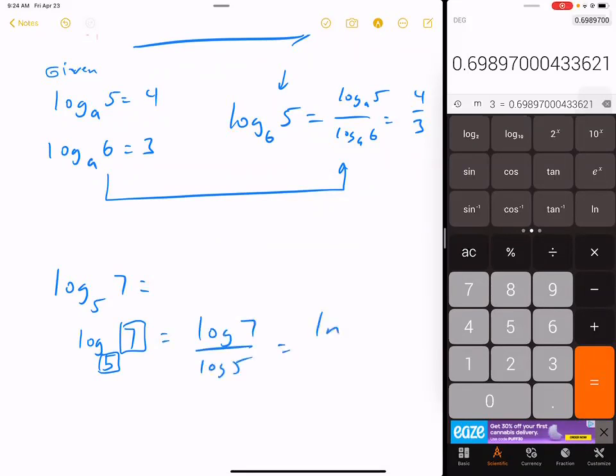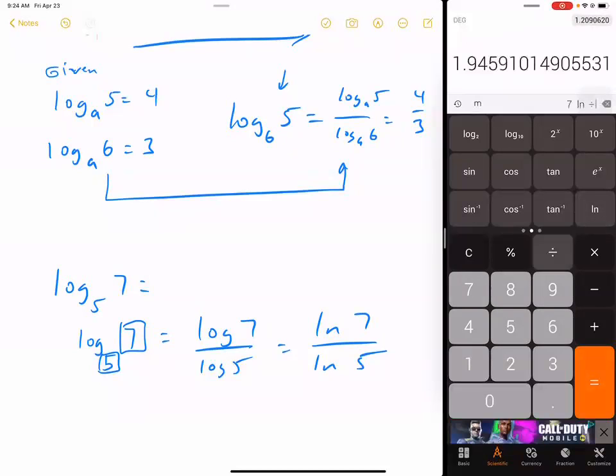And remind yourself, this can also be any log you want. So you can change that log, and all these will give us the same answer. 7 log divided by 5 log equals 1.209. 7 natural log divided by 5 natural log equals 1.209. Even if I do log base 2, 7 log base 2 divided by 5 log base 2 equals 1.209. See, the point is that it doesn't matter what the base is when I change the base. You can change it to whatever form you want.